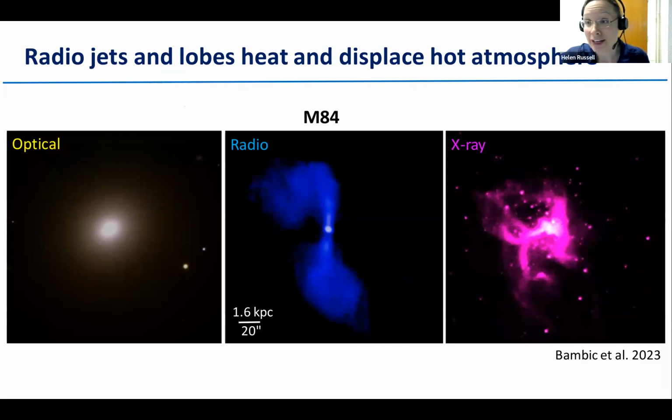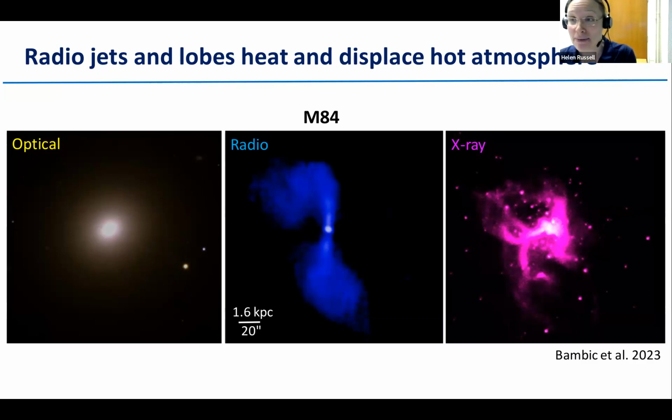Then in the central panel, exactly the same field of view, we're now looking at the radio image from the VLA. We've got the central supermassive black hole in the middle of this elliptical, and it's throwing out these huge radio jets to the north and south. They're hitting the surrounding medium, getting disrupted, and we've got these beautiful big fluffy radio lobes or radio bubbles forming here. So there's a huge amount of activity from the AGN.